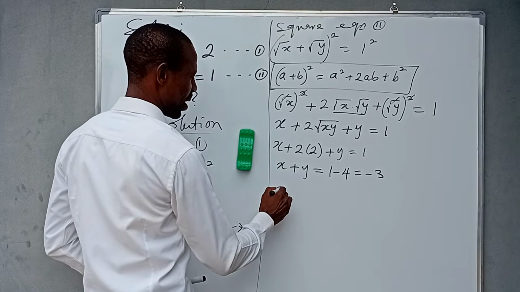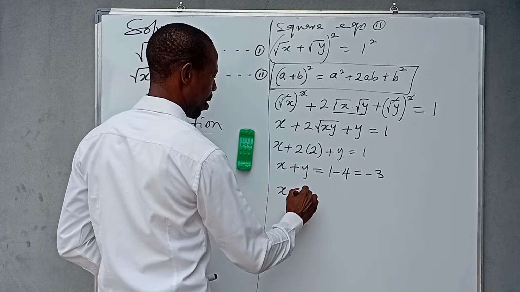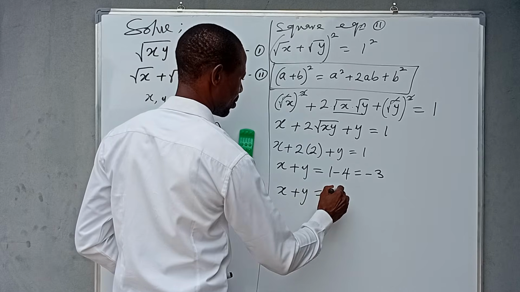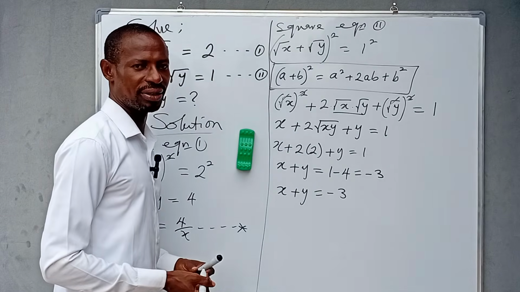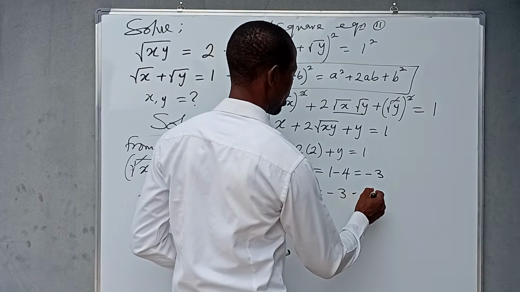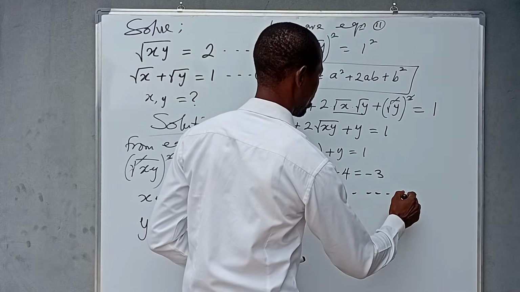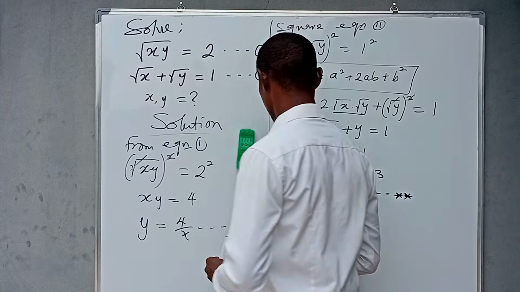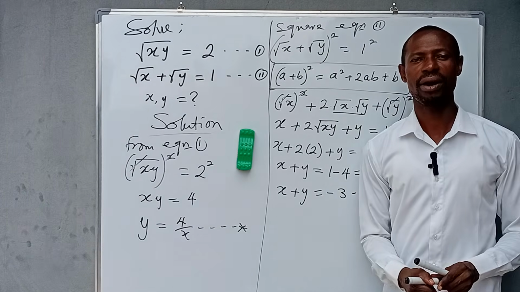So we now end up having x plus y is equal to minus 3. This is another equation, all right? So let's call this equation star star.